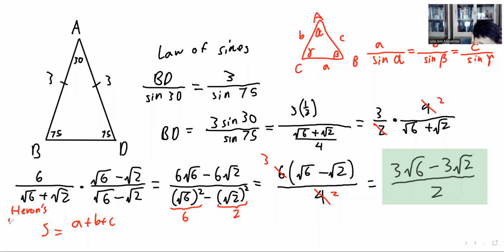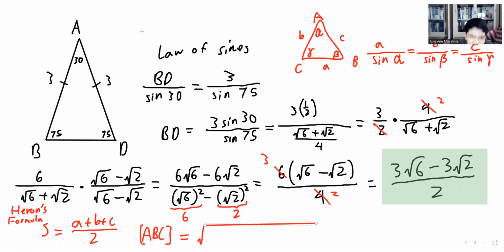Heron's formula is sometimes called Hero's formula, because his name is spelled either way. The semi-perimeter is A plus B plus C over 2, so it's perimeter over 2. So the area of ABC is the square root of, I do the square root sign and then I'll just put a bar on top.